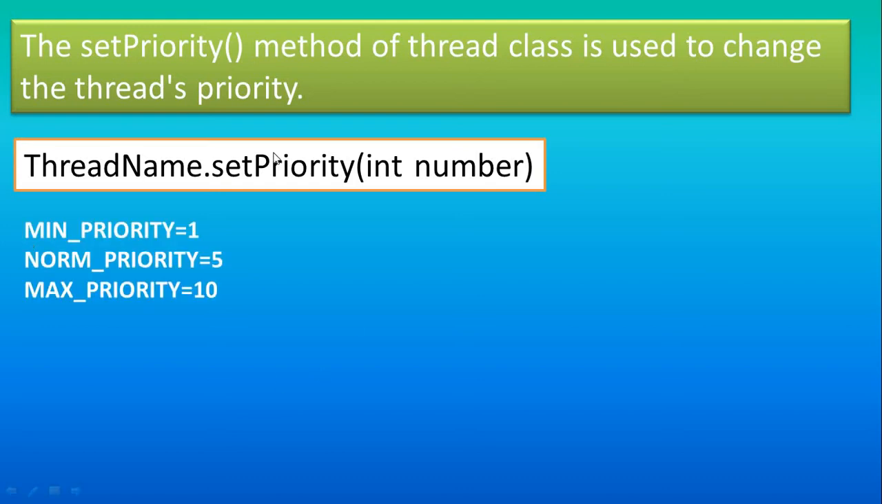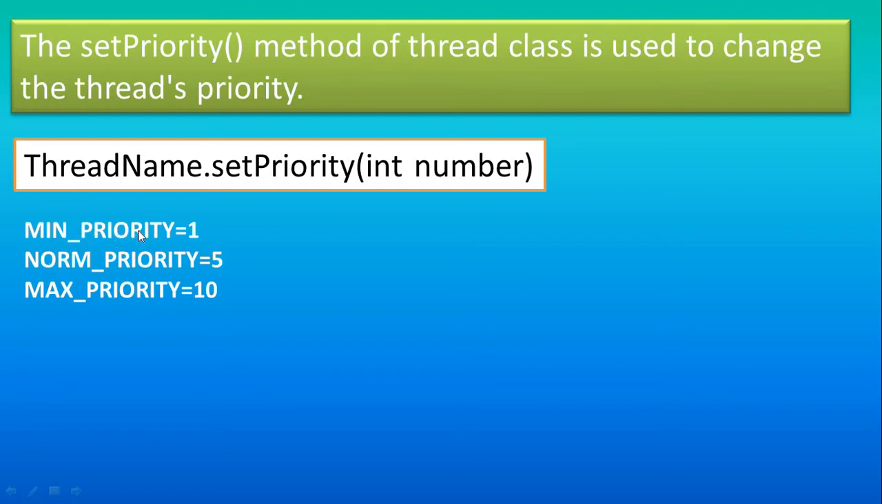By their names you can understand the meaning. MIN means minimum priority; in place of that you can write the integer value 1. You can write value 5 in place of NORM, and in place of MAX you can write the value 10. So you can easily remember this. Either you use the integer value, or it is better if you use the constant values. By using this you can set the priority.